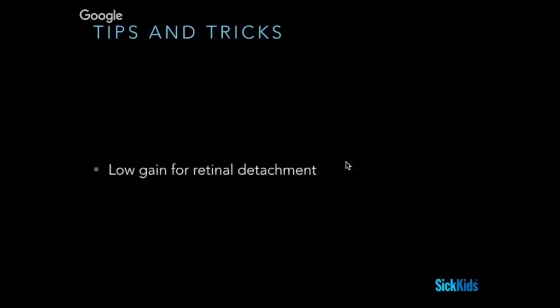So important to have normal to low gain for your retinal detachments. If your gain is too high, you might not see them as well. And so you're going to pick them up best when your gain is low. Of note, there can be artifacts that you just see within the eye, in the vitreous chamber, that might be bright and echogenic. If you move the eye and they disappear, these are generally normal, but always take your clinical context into consideration.